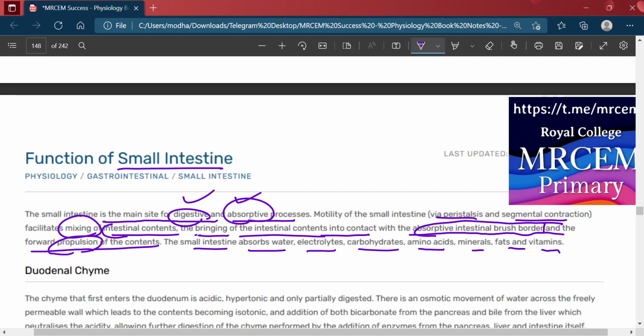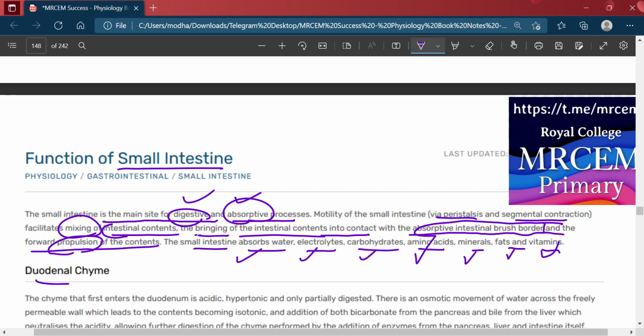The small intestine absorbs water, electrolytes, carbohydrates, amino acids, minerals, fat, and vitamins.